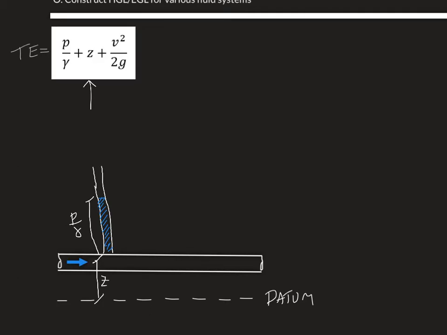And if you don't remember that, you can always ask, what's the pressure right here? Because it's hydrostatic above it, it's gamma h. So P equals gamma h. If you rearrange that, you get P on gamma is that height. So that gives us this. Right here, from here down to here, that's our piezometric head.